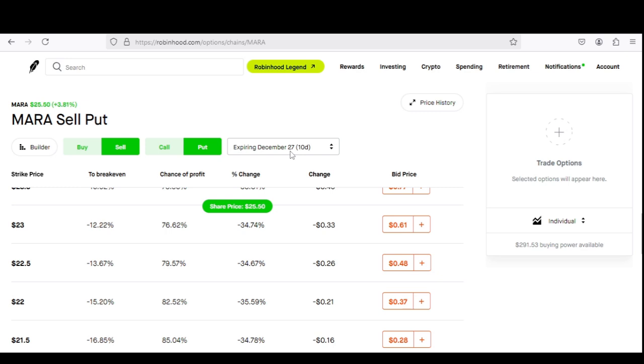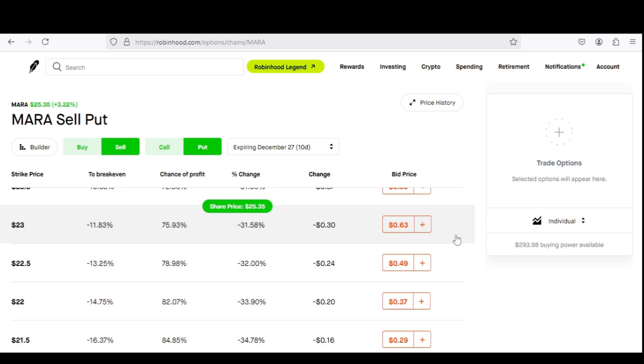So, for instance, come expiration date of December 27th, if MARA is trading below the $23 strike price, you're going to be assigned, which means you're going to have to buy 100 shares of MARA at $23. The good part about this is that you got it for $2 less than what it is currently trading at. Now, choosing strike prices in order to sell put options is not a guarantee that you're going to be successful with the trade. However, by choosing the correct strike price, choosing the correct chance of profitability, and receiving a decent premium, all these factors give you a higher chance of the trade going in your favor.